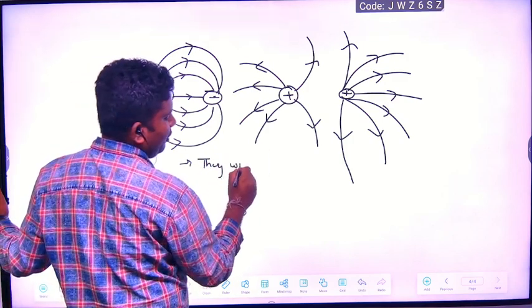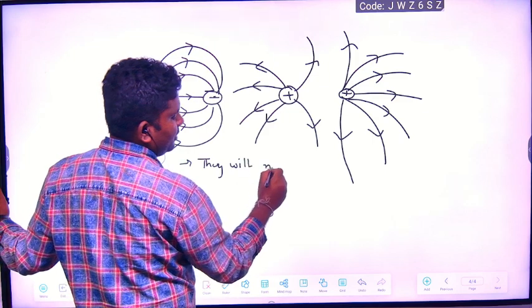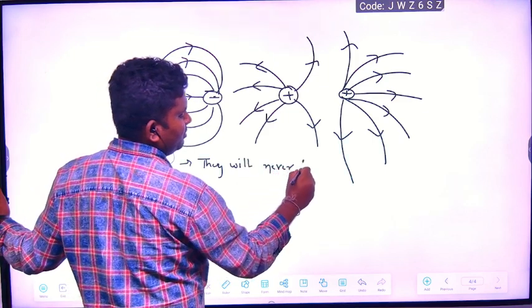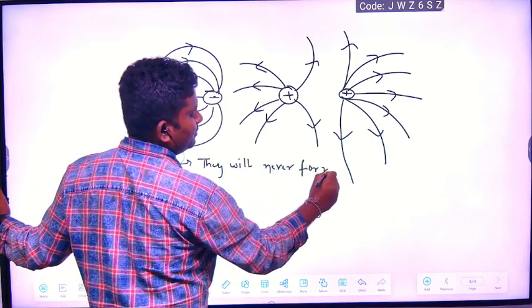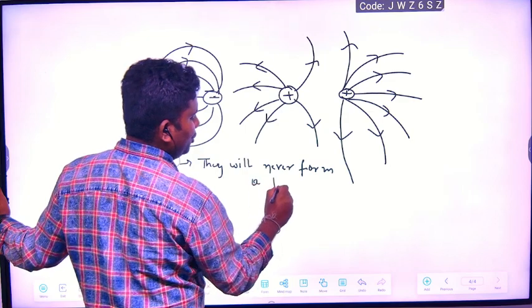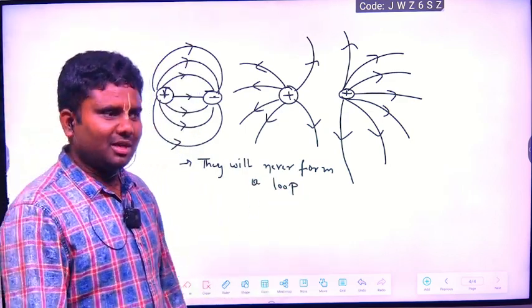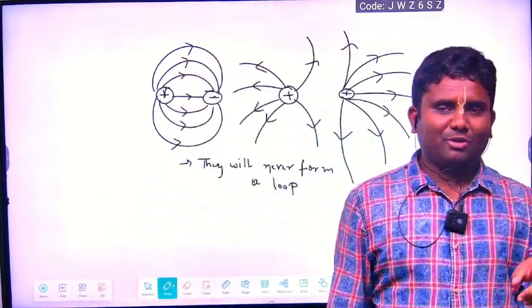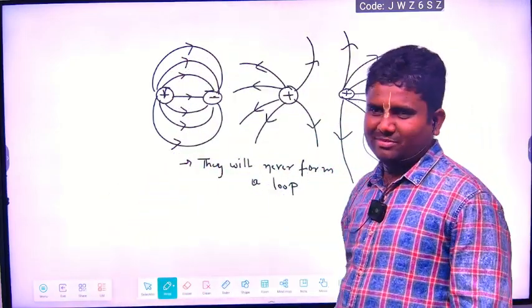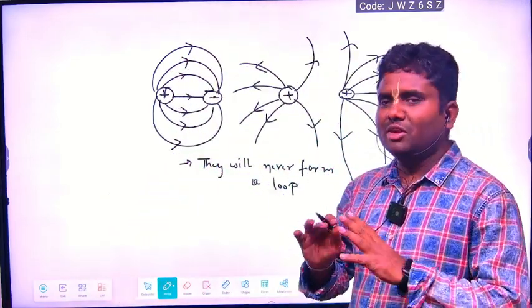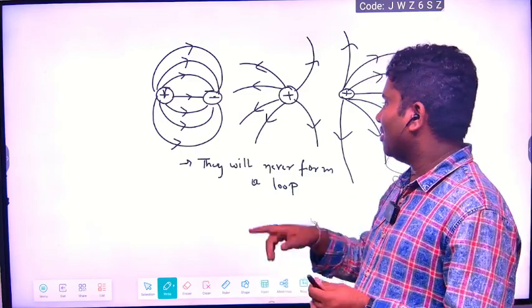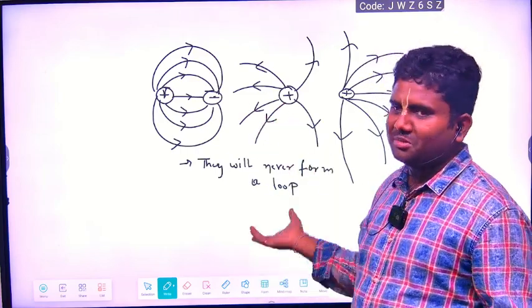Okay, they will never form a loop. Loops will not be there. There is no complete loop, maybe just a half loop. A complete loop will not form, because the lines originate from a positive charge and terminate at a negative charge.